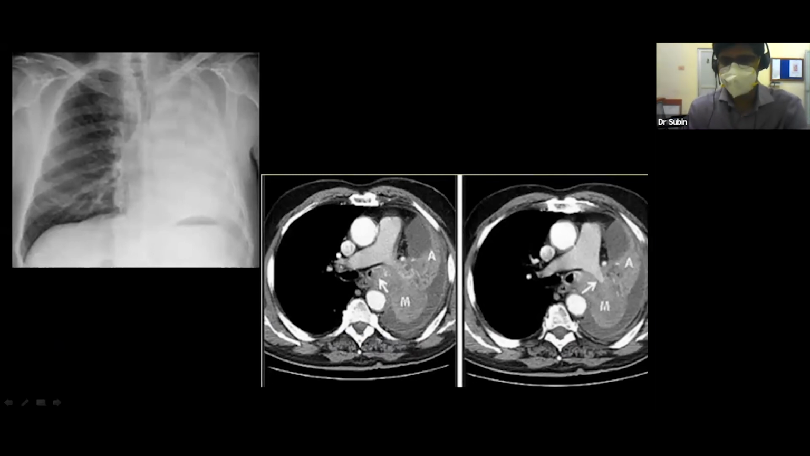All right, anybody to take this one? There's an X-ray, quite self-explanatory. I mean, sorry, CT. Anybody has any idea what is happening here?